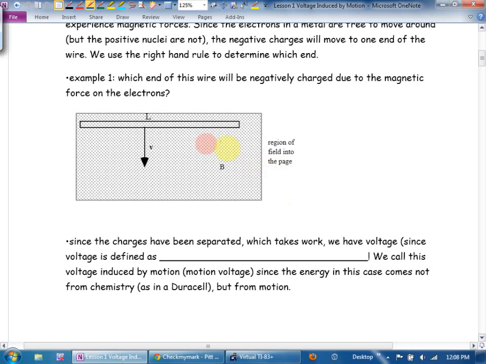Okay? Here's what I'd like you to imagine. Suppose we have a magnetic field, that's this rectangle. It's an external magnetic field. What direction is the magnetic field? What did I type over here? Okay, the magnetic field is into the page.